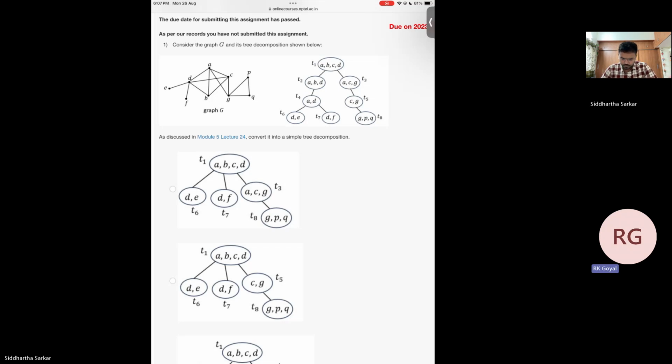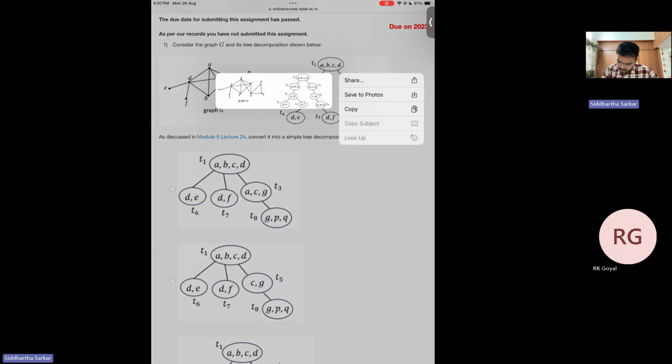So can you give a small overview of that? How are they decomposing the graph into this tree? Okay, fine. So let's first look at the tree decomposition. I'll tell you the properties of tree decomposition. So let's first copy this figure.